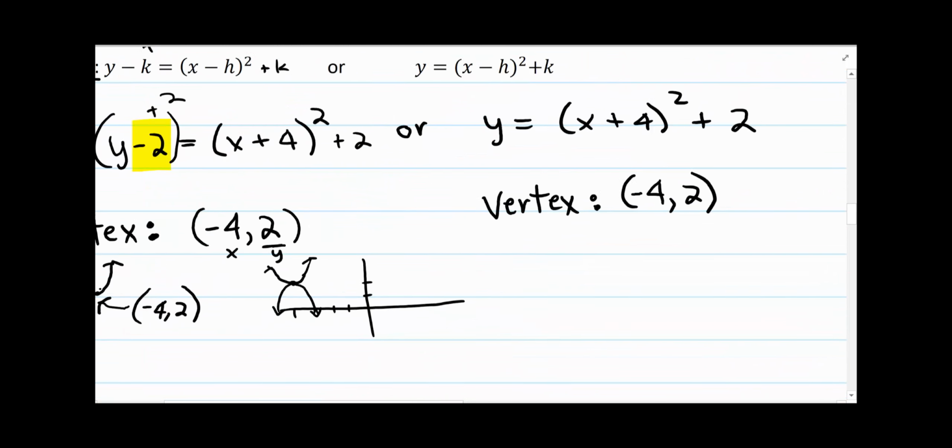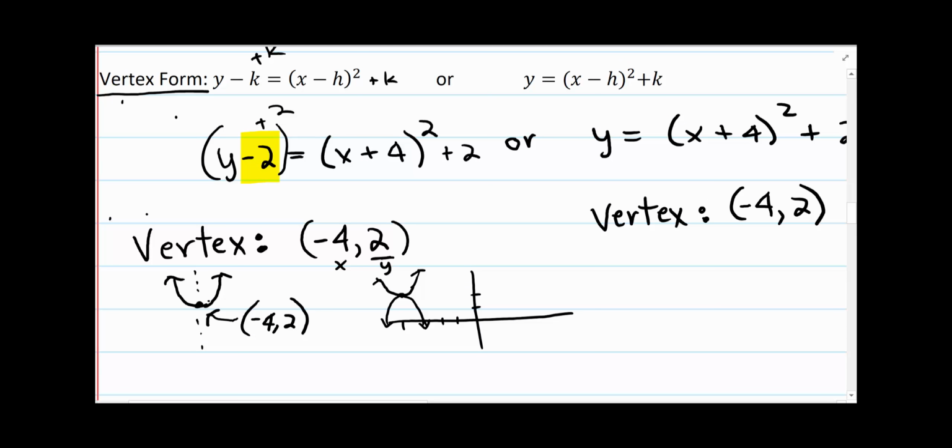And then, okay, I'm going to have that be it for this one, and one more for quadratic equations.